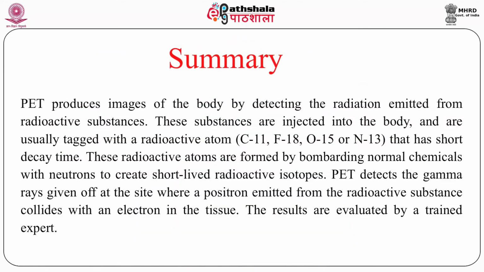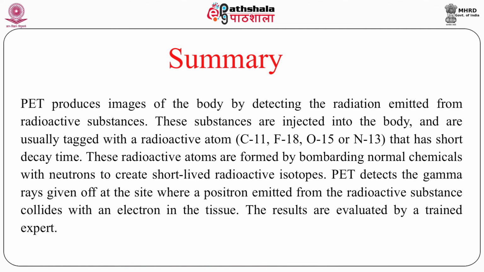In summary, in the presentation we say that PET produces images of the body by detecting the radiation emitted from the radioactive substance. These substances are injected into the body and are usually tagged with a radioactive atom like carbon, fluorine, oxygen, nitrogen. These are the 4 important positron emitters used in nuclear medicine as far as molecular imaging is concerned, which have a short half-life.